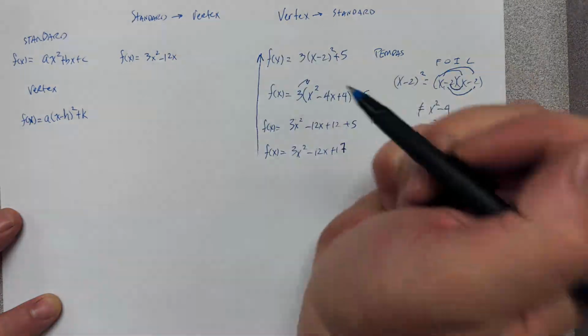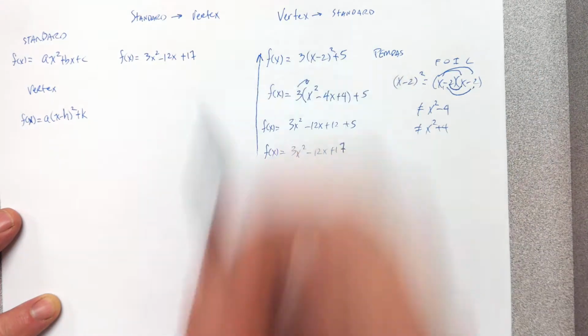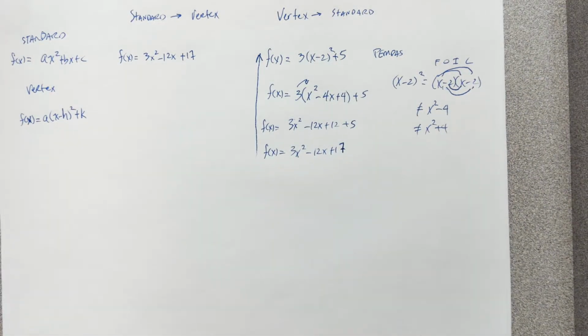3x squared minus 12x plus 17. Okay. This is a little tricky, but it's not impossible. You just got to be careful.